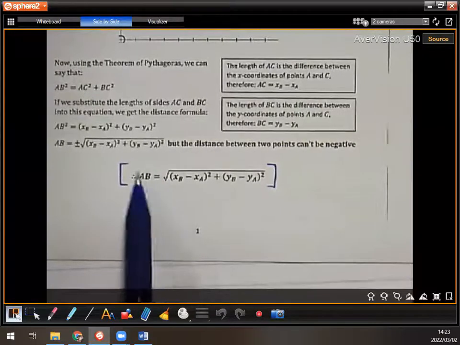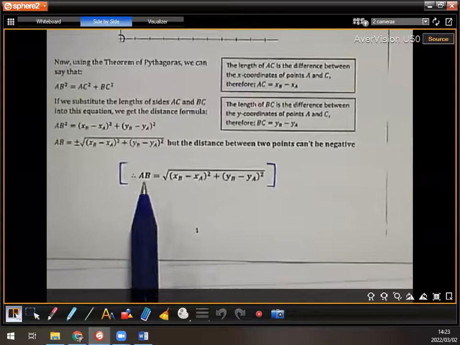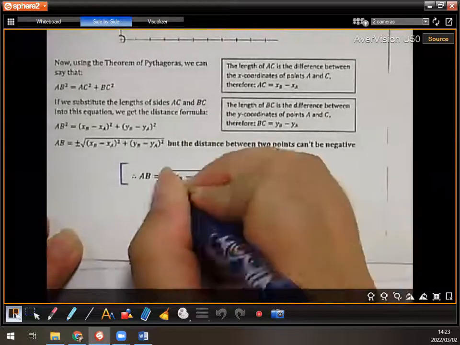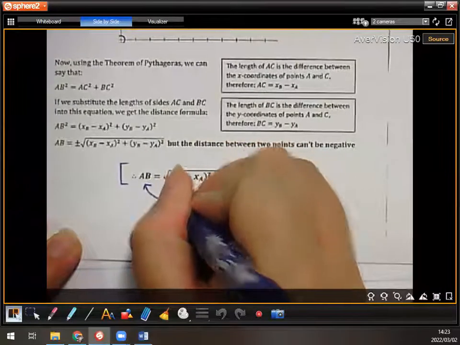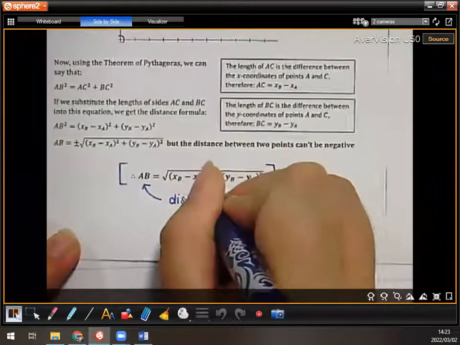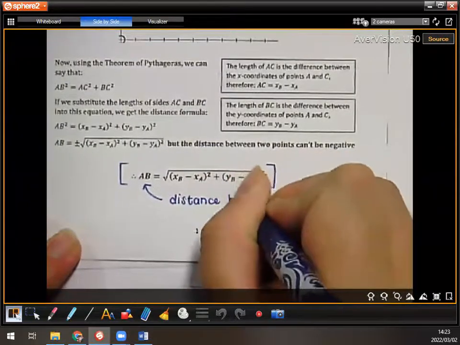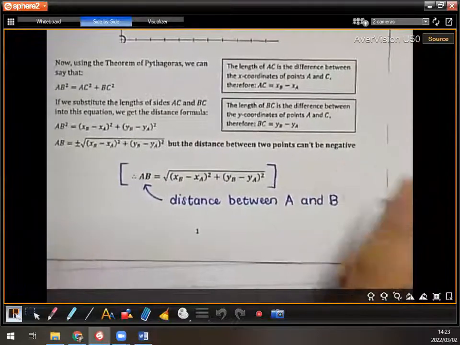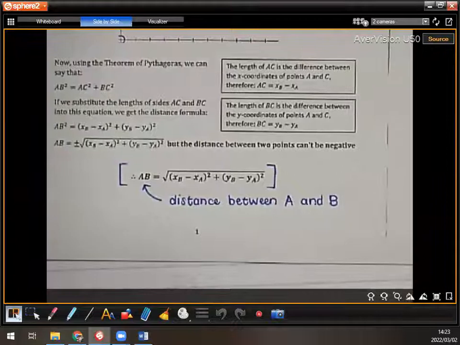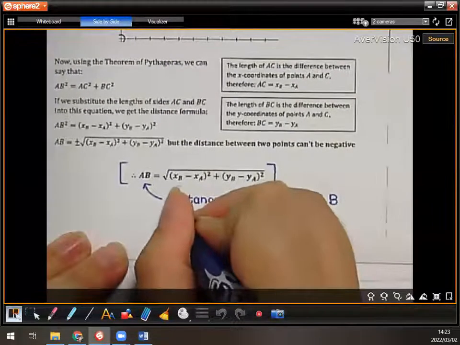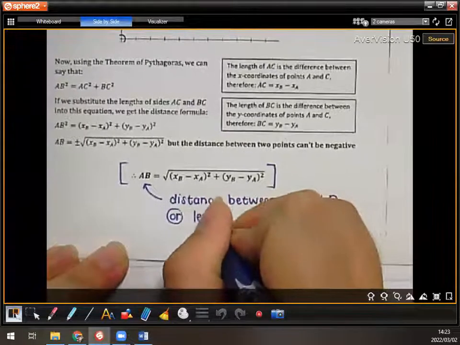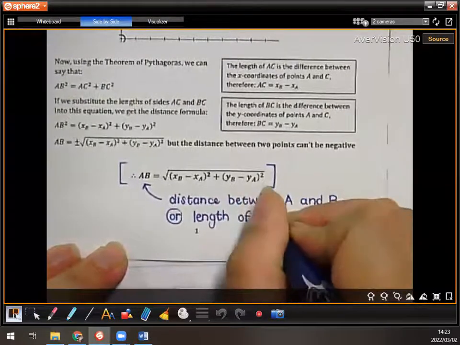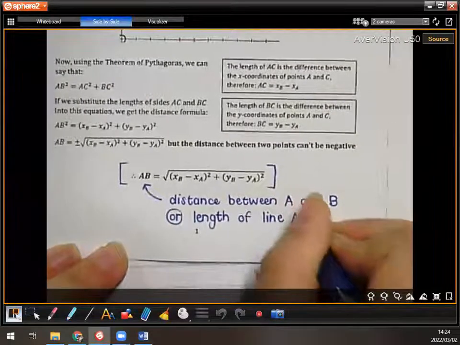So this is saying, guys, that in the distance formula, if you need to find the distance between points A and B, you can add that there. Distance between A and B, but they can also phrase it differently. They can also ask you for the length of the line AB, which is connecting points A and B. So you'll use the same formula for both.